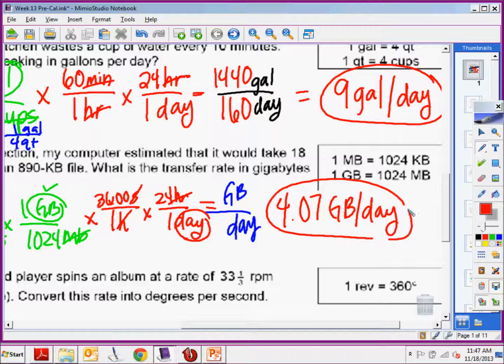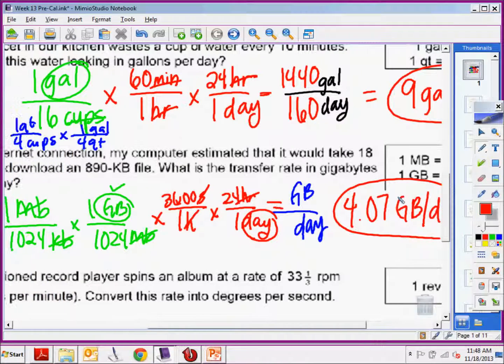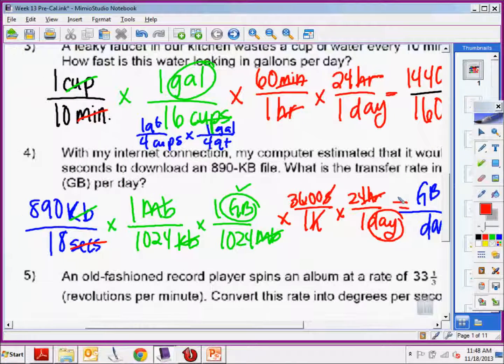I know what to do, but I just don't know how to say it. I did the first step right, but for the second step I put 1,024 over 1 gigabyte. I did it backwards. You have to remember that what you're trying to cancel out needs to be in the opposite location.